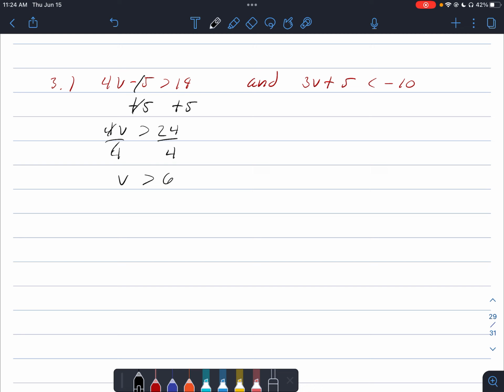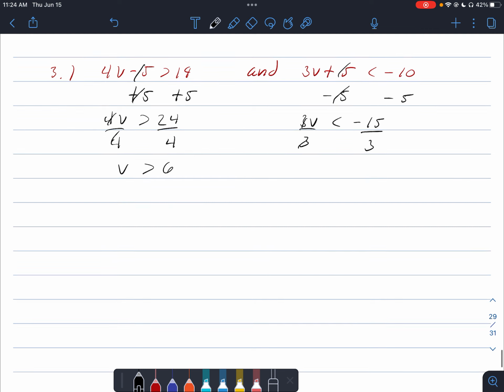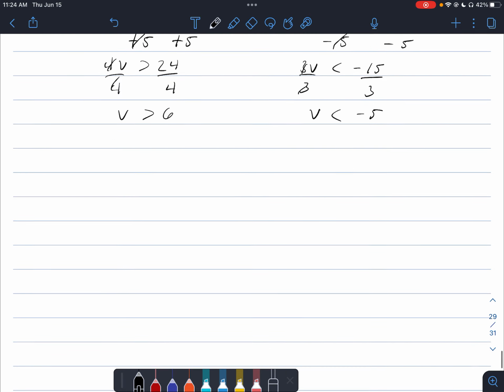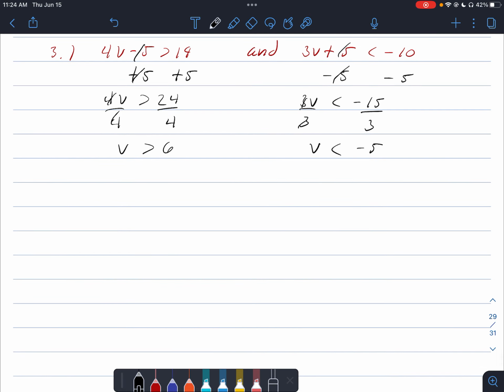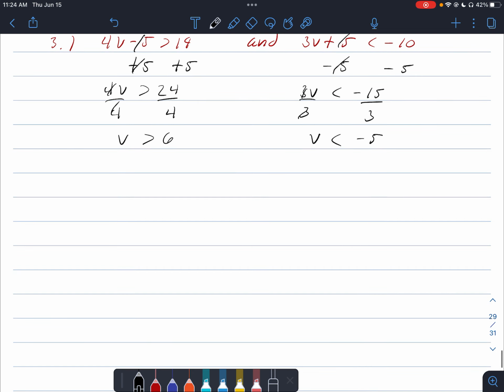Okay? And over here, we can take 5 away. And we get 3v strictly less than -15. Divide both sides by 3. And we'll get v is strictly less than -5. Okay, so let's go ahead and do each of these in interval notation.